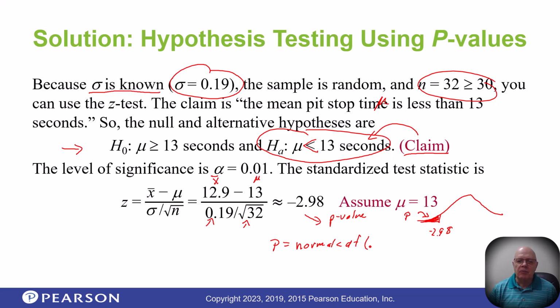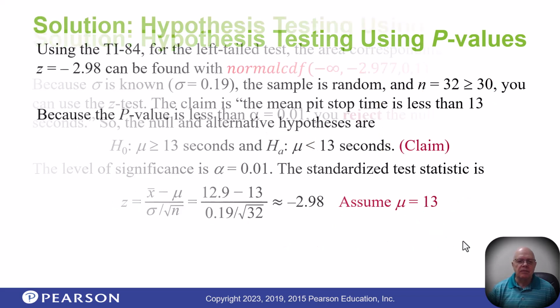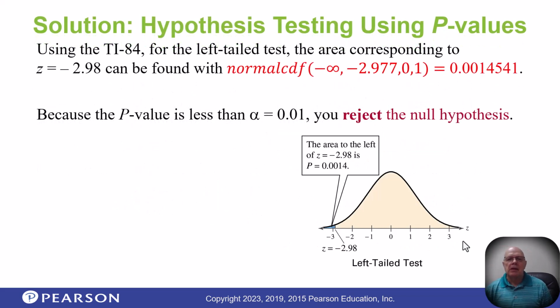From the left, we have negative infinity. We're going to go up to negative 2.98. Since we're talking about z values, we have the z over here. Test value. We'll have a 0 and a 1 here. So here we go. Normal CDF tells us this is the p-value.